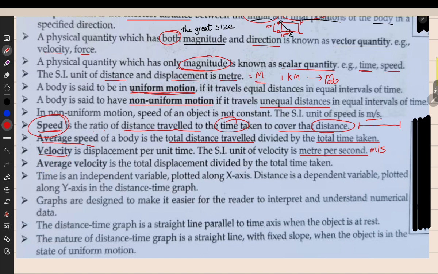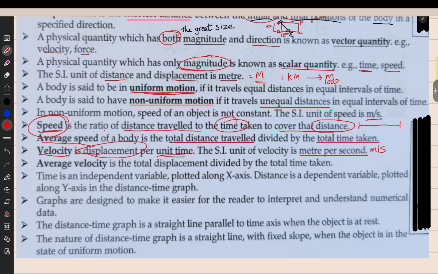What is meant by velocity? Velocity is displacement per unit time. Velocity என்னது? Displacement per unit time. அதாவது from one place to another place, the shortest distance. What is meant by displacement? The shortest distance between the initial and the final place. So velocity is displacement per unit time. It means within how much time you can cover that displacement அப்படின்றதான் என்னது velocity. The SI unit of velocity is meter per second.